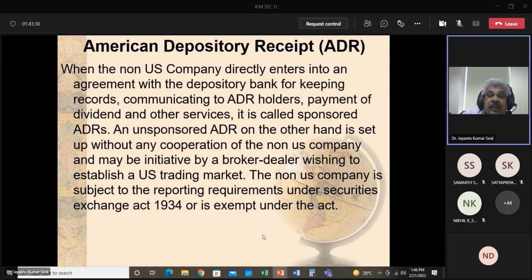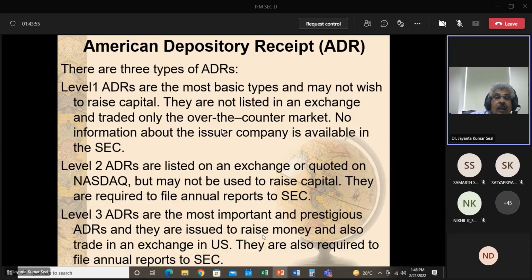When the non-US company directly enters into an agreement with the depository bank for keeping records, communicating with ADR holders, payment of dividends and other services, it is called a sponsored ADR. An unsponsored ADR, on the other hand, is a setup without any cooperation of the non-US company and may be initiated by a broker dealer wishing to establish a US trading market. So this is the difference.